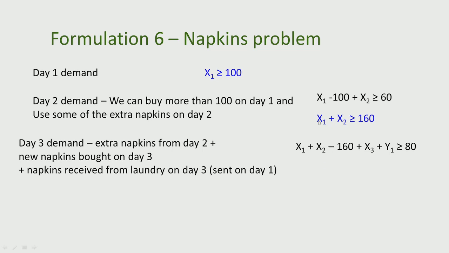So, this gives us, now from the previous constraint x1 plus x2 greater than or equal to 160. Now, the extra new napkins that are available are x1 plus x2 minus 160. So, that acts as some kind of a supply for day 3. So, x1 plus x2 minus 160 is the number of new napkins that are available at the end of day 2 and have not yet been used. So, they can be used to meet the demand of day 3.